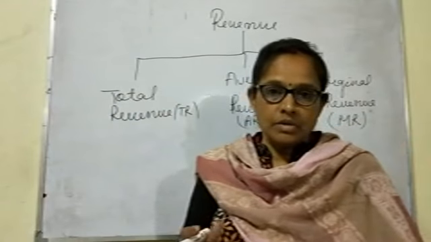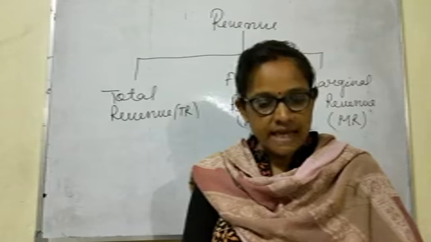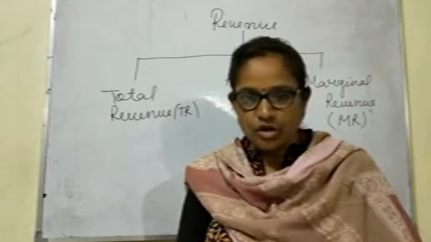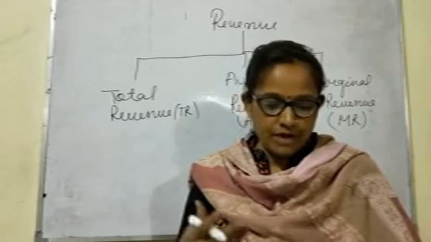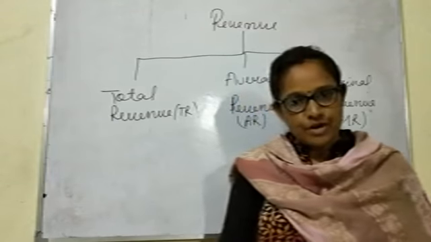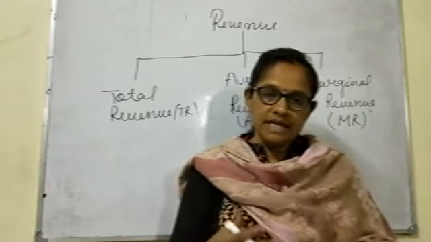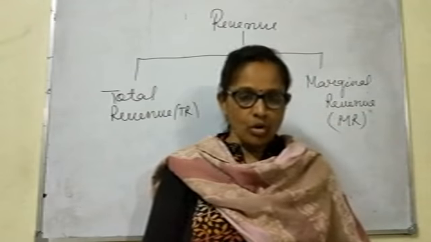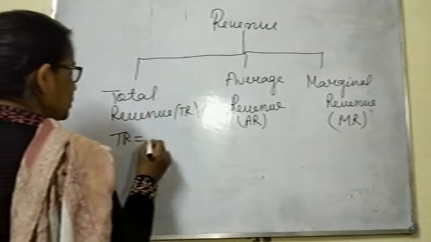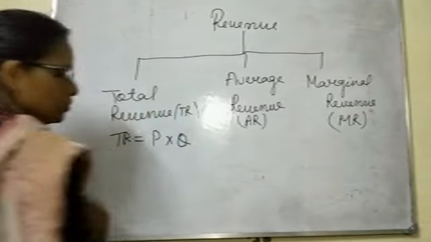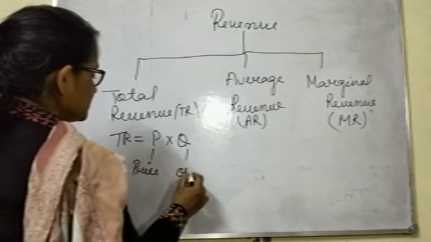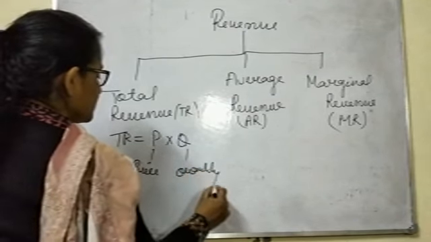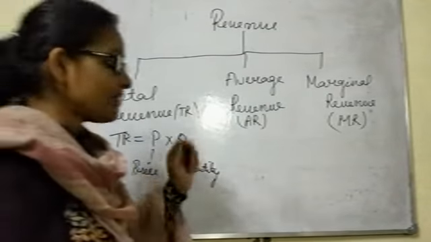What is revenue? Receipt of the firm from the sale of its product in a given period of time is called revenue. What is total revenue? Total amount of income received by the firm from the selling of a given amount of product is called total revenue. What is the formula of TR? TR is equal to P into Q. P is price, Q is quantity.